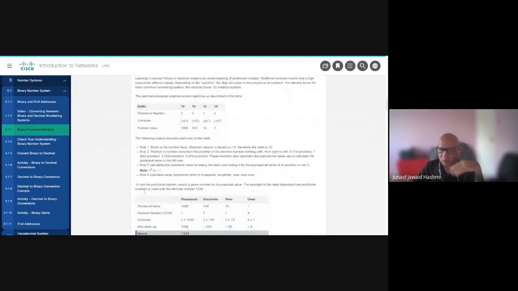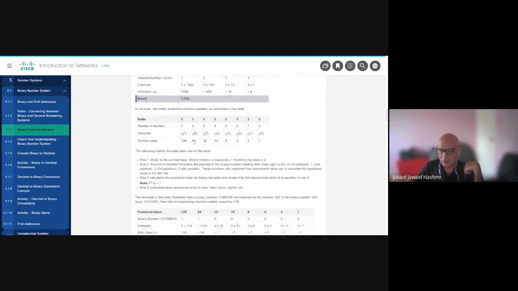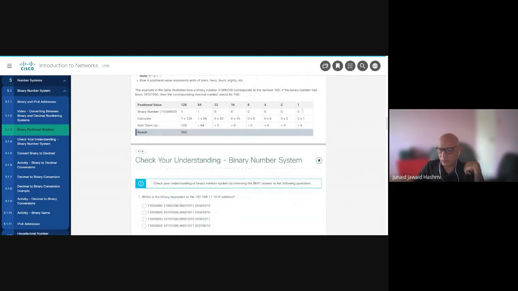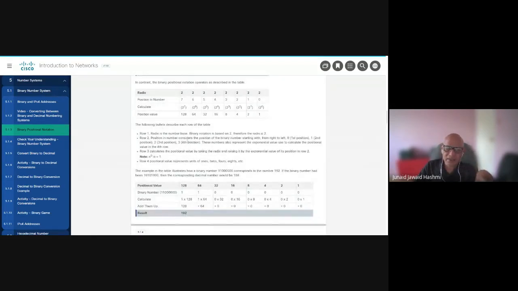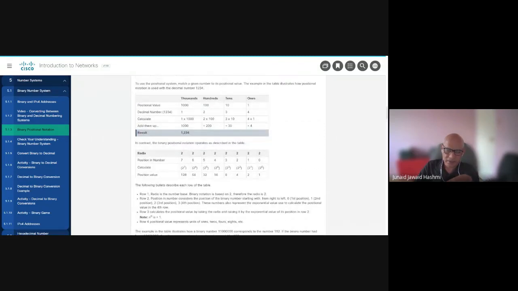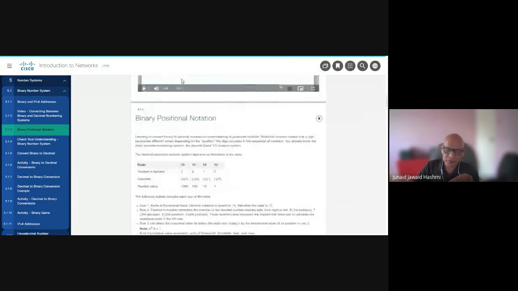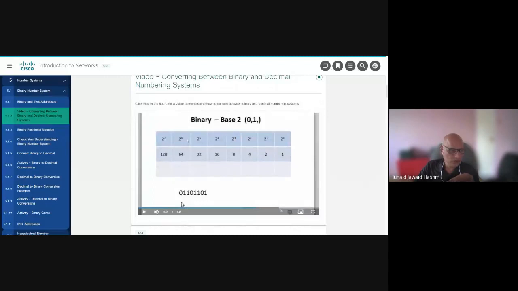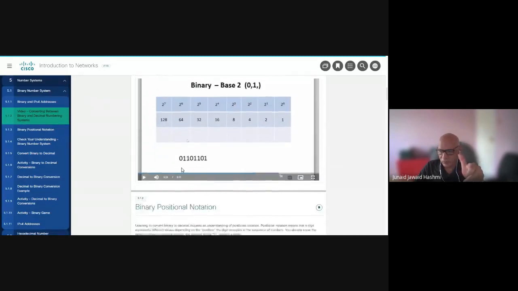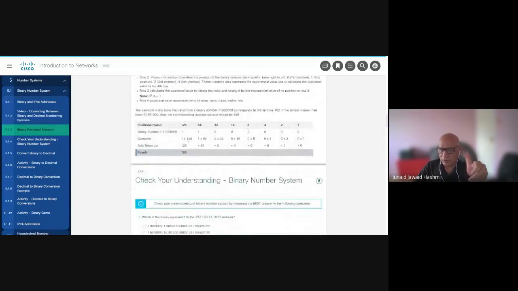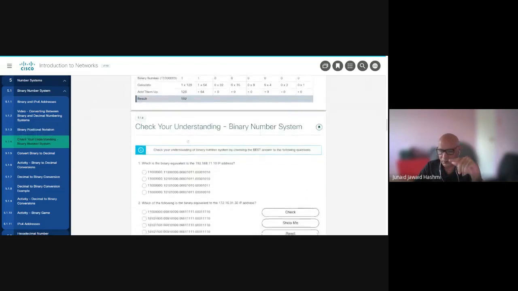Okay. So this is, well, explained here. Position in number, calculate position value. All this here. This is what they're explaining. Okay. Anybody has any question or any problem understanding this? All right. I take it as no. So this is how you convert manually, decimal to binary and binary to decimal.